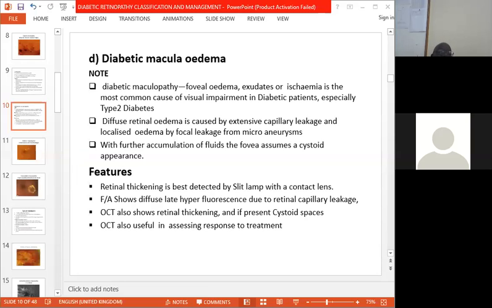Diabetic macular edema. I think what you as students, or any ophthalmologist, should be aware of is that the poor vision in diabetic retinopathy can be due to edema, can be due to exudates, can be due to ischemia, where the capillaries are not supplying the macular area properly. All those three are features which you find in diabetic retinopathy.